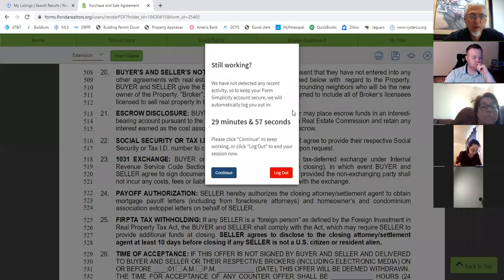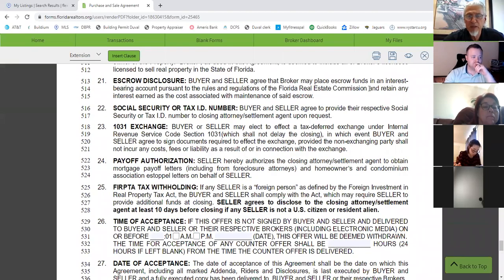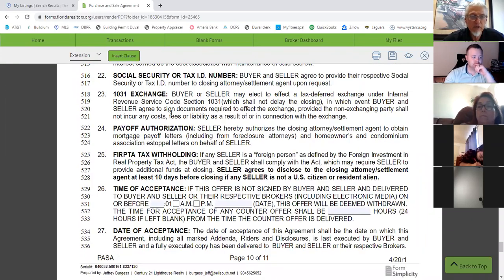Escrow disclosure. Buyer and seller agree that they may place funds in an interest-bearing account and that we can collect the interest, but we don't do that. But it says that we can and that they have no right to it. They agree they're going to give us a social security number.